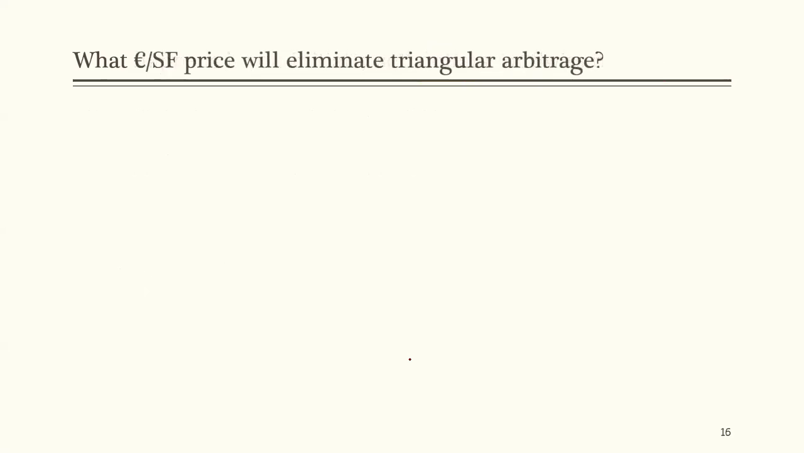So finally, with question three, this question asks, what euro franc price would eliminate any triangular arbitrage, okay? In other words, what should UBS be quoting in terms of the euro versus the franc for no arbitrage to happen, okay?